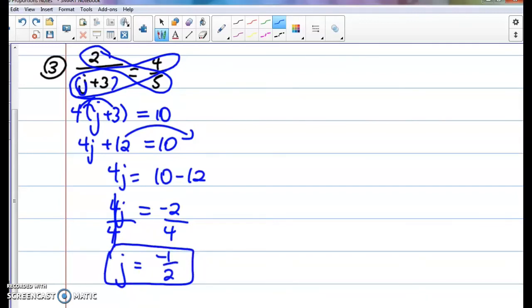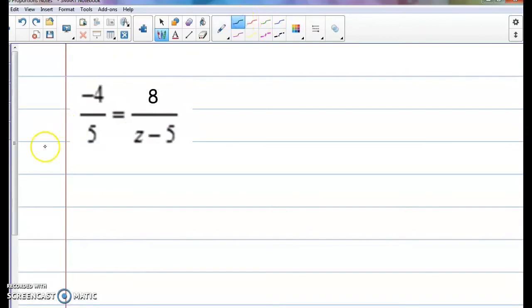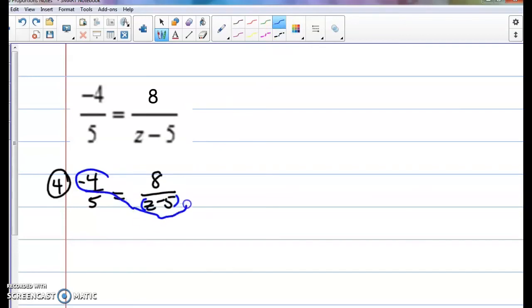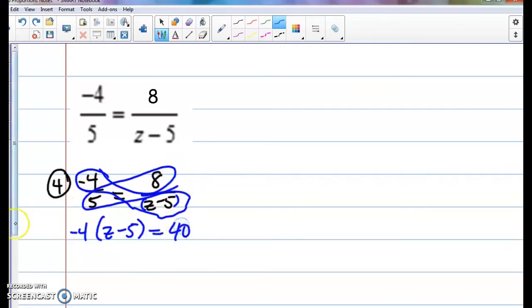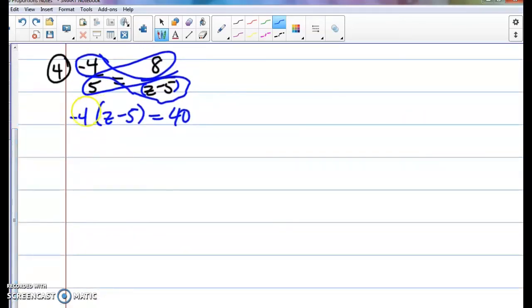Now we'll see another one that has a binomial in it. So example 4. We have negative 4/5 equals 8 over z minus 5. So once again, to keep that binomial together, keep it in parentheses, and when we distribute it, there we go, we'll end up with negative 4 times z minus 5 equals, and now we do this part in our head, 5 times 8 gives us 40.